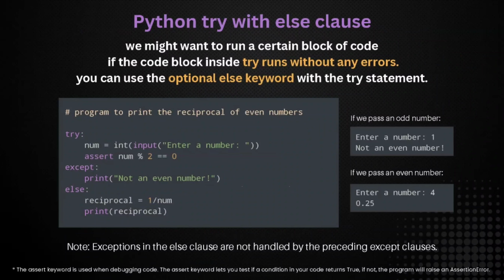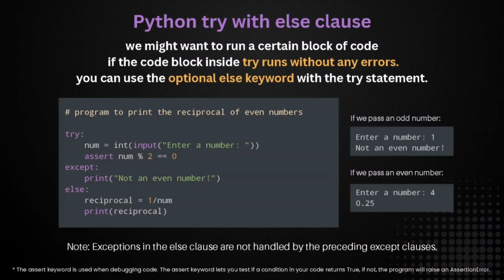Now let's see how to use try with else clause. So we use the else clause when we want to run a certain block of code if the code block inside try runs without any error. So for this we will be using the optional else keyword with the try statement.